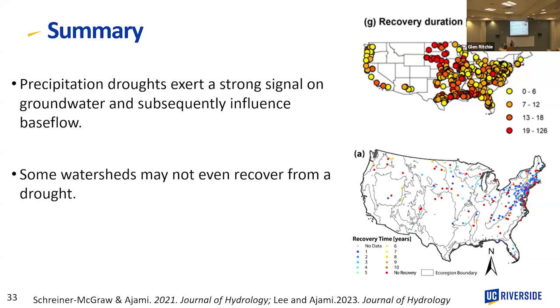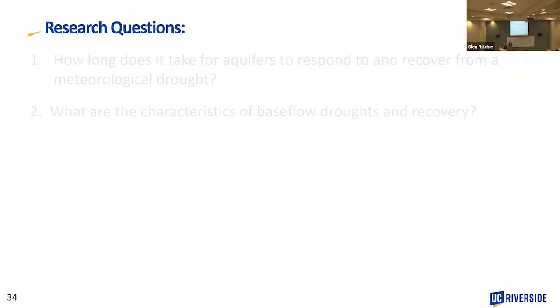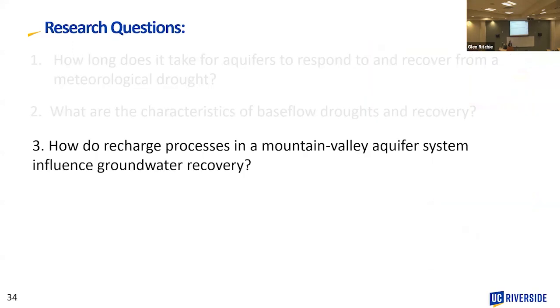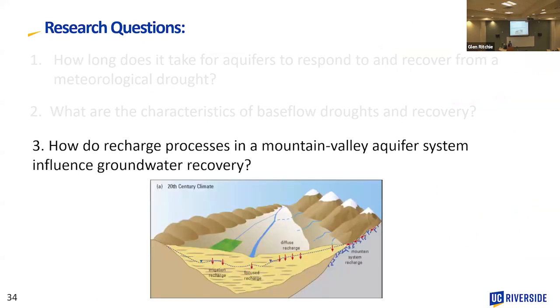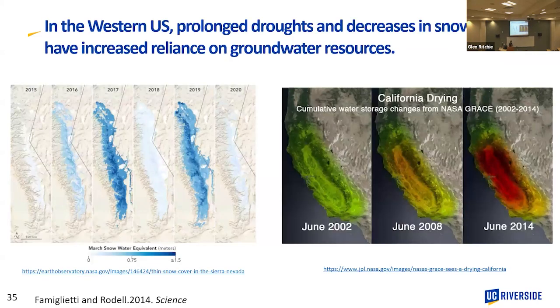So in summary, as you can see, precipitation droughts exert a strong control on groundwater and subsequently influence base flow response, and some watersheds may not ever recover from a drought. Now let's move on to the final part of my talk, focusing on recharge processes in mountain valley aquifer systems.